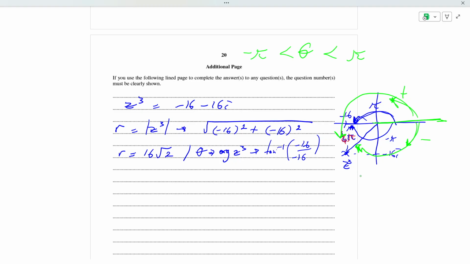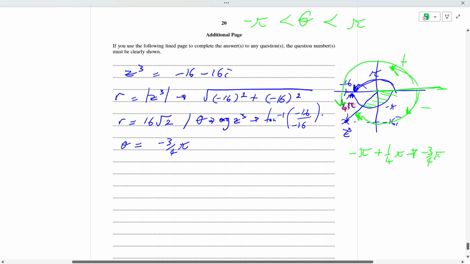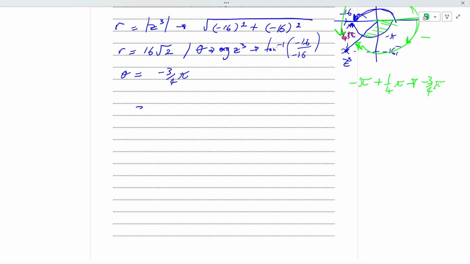We can do that. So to find this angle here, we would say a quarter pi minus pi, which gives negative 3 over 4 pi. Thus theta is equal to negative 3 over 4 pi. All right, thus we can now write our final solution, which is 16 root 2 e to the i times negative 3 over 4 pi.